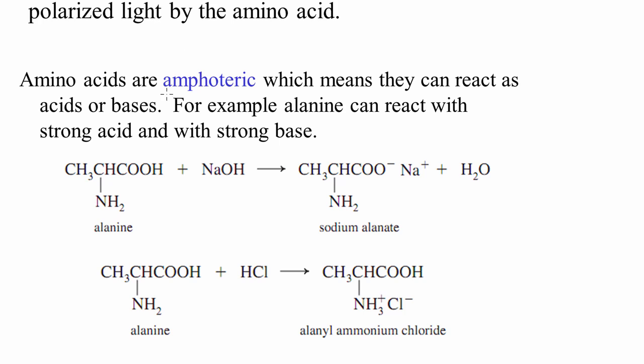Amino acids are what we call amphoteric, and remember back in Chem 251, we talked about amphoteric substances, and that means that the substance can react as an acid or a base. Water is a good example of an amphoteric substance. So alanine can react with a strong base here, or it can react with a strong acid. In this case here, alanine is reacting with a base, so it is acting as an acid.